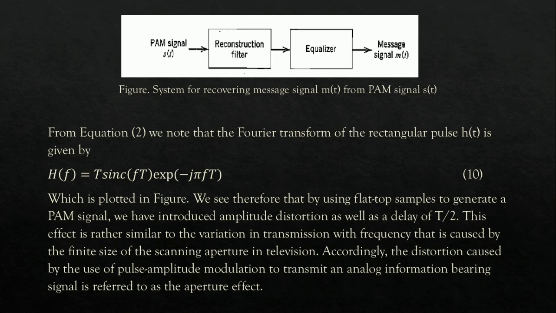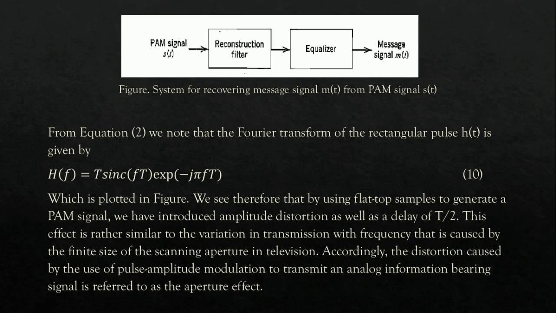The flowchart represents the figure of the system for recovering message signal m of t from PAM signal s of t. First, the PAM signal s of t is given to the reconstruction filter. Then it is passed through an equalizer and the message signal m of t is obtained from this.